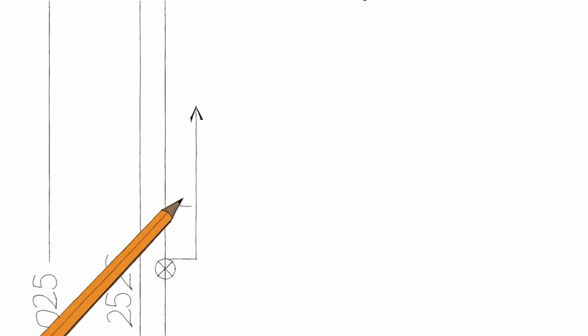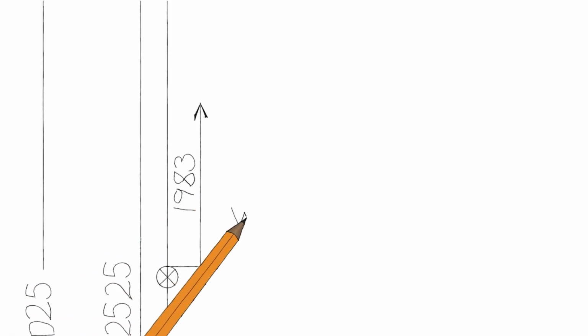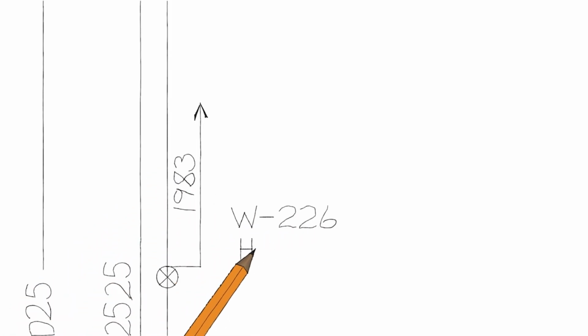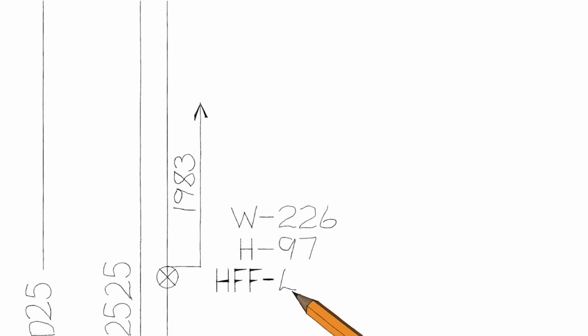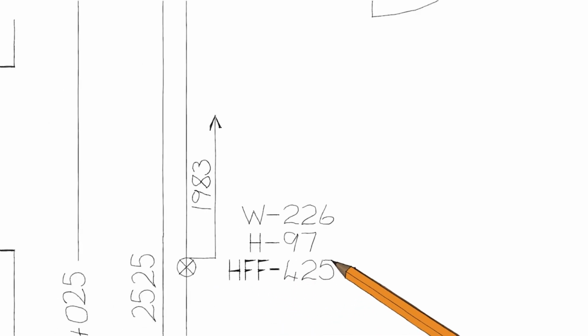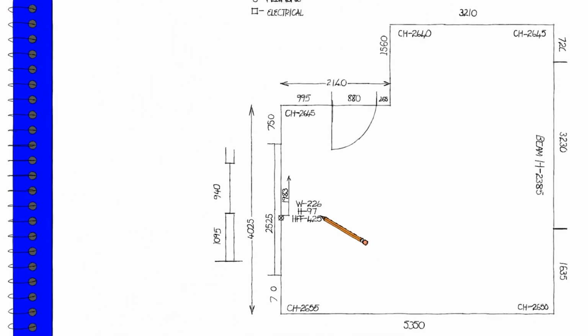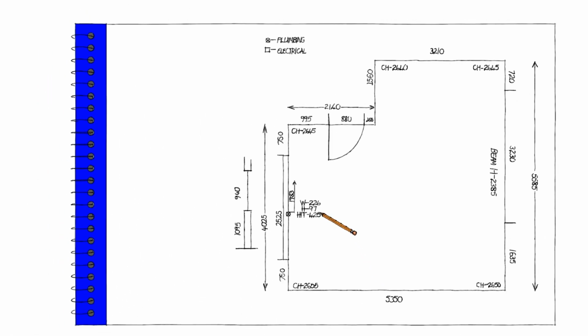Distance to the nearest corner, cluster width, cluster height, and height from floor. Any electrical points or gas points can also be grouped together and measured in the same way.